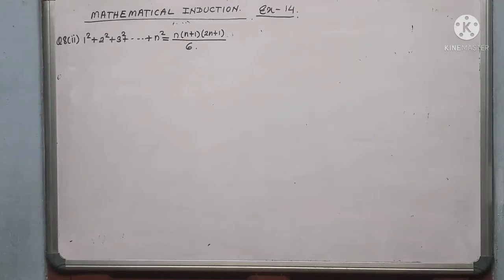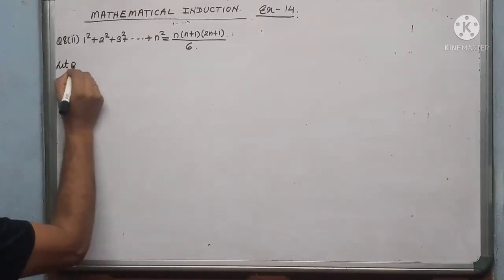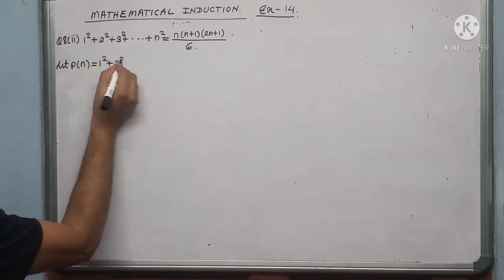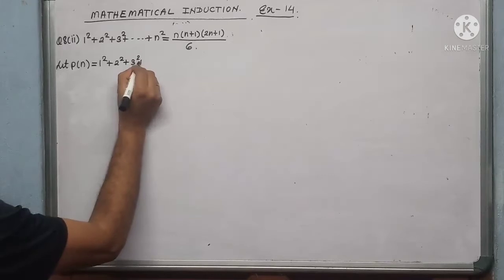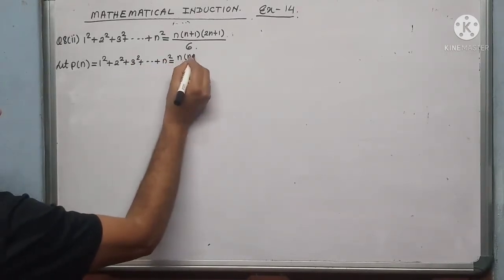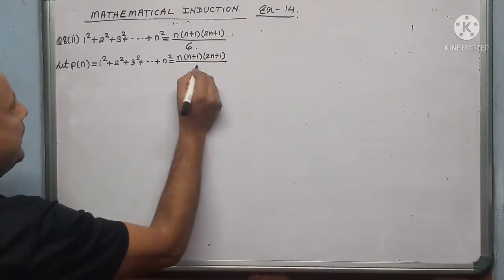Now the next question is the sum of the squares of the first n natural numbers. I'll apply the same method in this question also. In every question you have to follow the same method. Let Pn be 1 square plus 2 square plus 3 square plus ... plus n square is equal to n plus 1 into 2n plus 1 divided by 6.